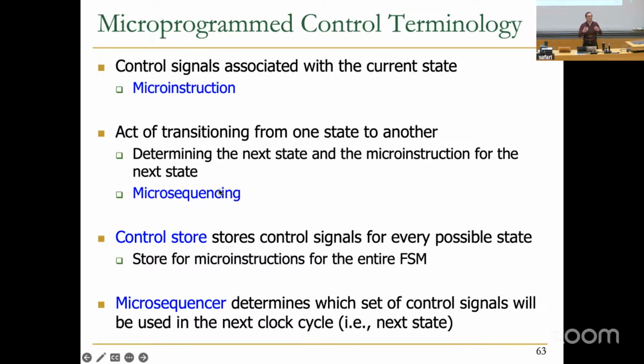This is called micro-sequencing. And there's a control store, which stores control signals for every possible state. It's like a small memory. It stores the micro-instructions for the entire finite state machine. You can think of it as like a program. And the microsequencer determines which control signals will be used in the next clock cycle.